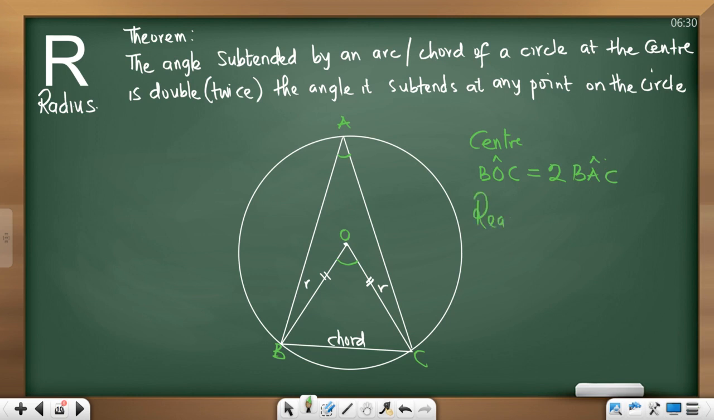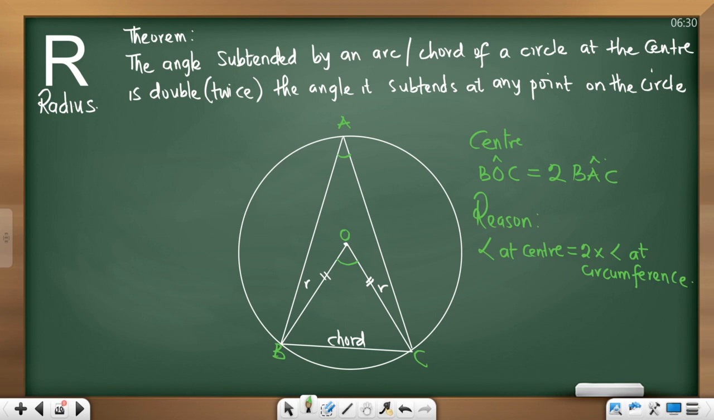Now, our reason would be written. We don't have to write this whole thing. It will be angle at center is equal to 2 times angle at circumference. So this is acceptable in the exam as a short form for this long theorem. All right, angle at center is 2 times angle at circumference. Please now note, you will be required to prove this.